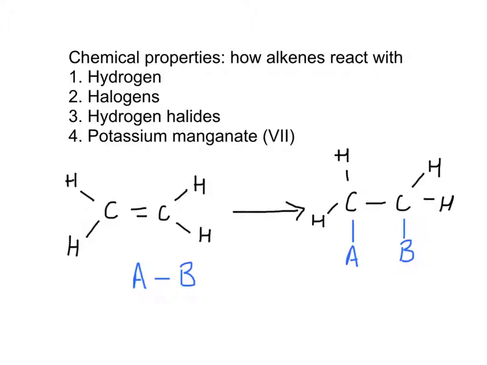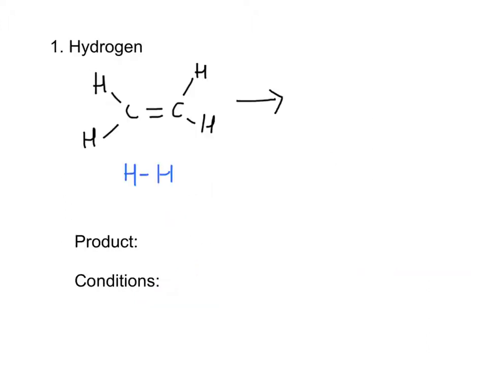A reaction like this, where a double bond is lost and turns into a single bond and two molecules join up together to make one molecule, is called an addition reaction, and at least the first three of these are definitely addition reactions of alkenes.